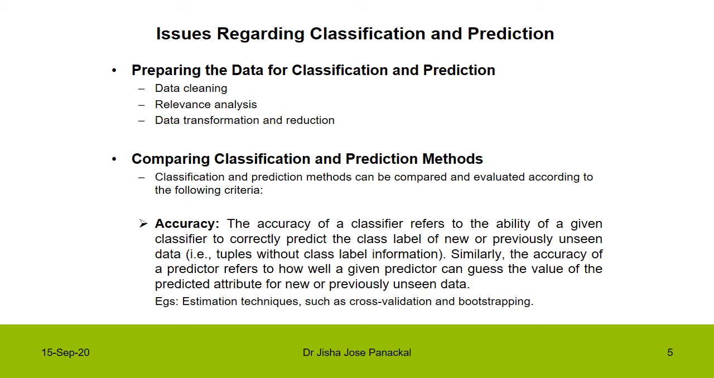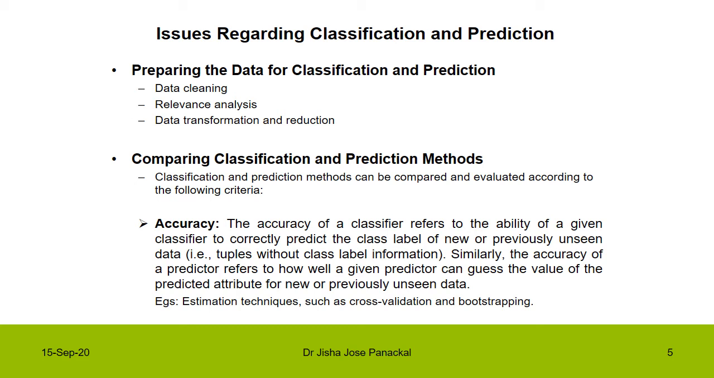Now we are discussing issues regarding classification and prediction. The first issue is that we have to prepare the data for classification and prediction. We have to follow some steps, that is data cleaning. We have to analyze the relevance, then data transformation and reduction. You can add points that we have already discussed with these pre-processing steps. And the second issue is regarding the comparison of classification and prediction methods.